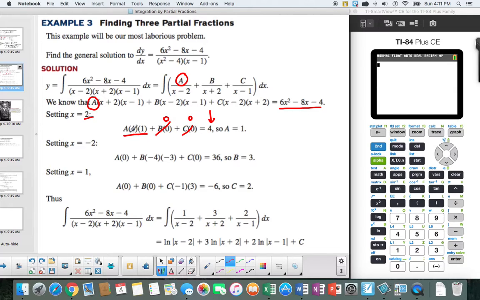And now I can say A is equal to 1, because now I just have this and this to work with, and then I get A equal to 1. Now let me change my color.